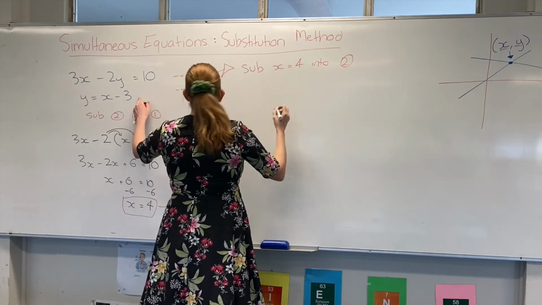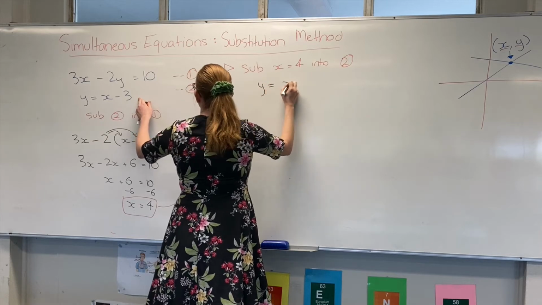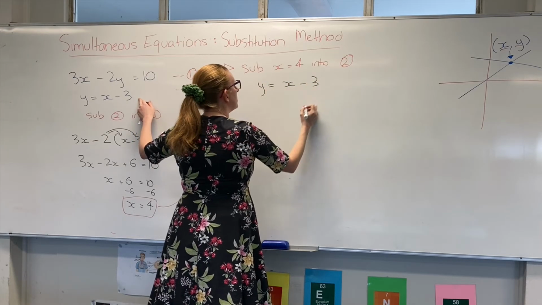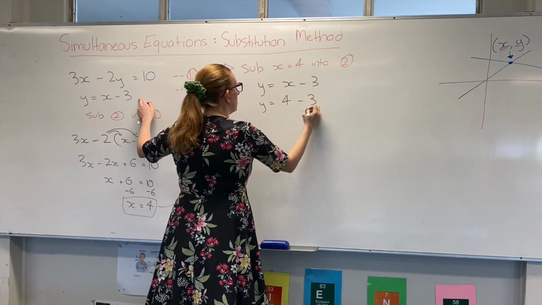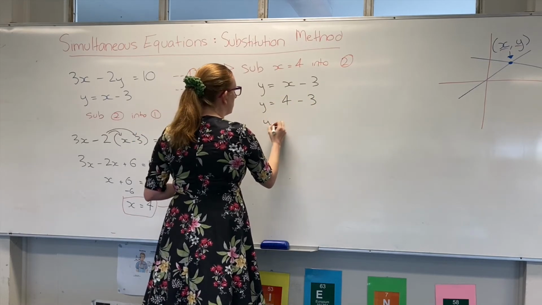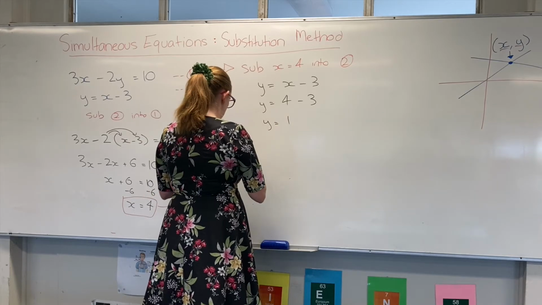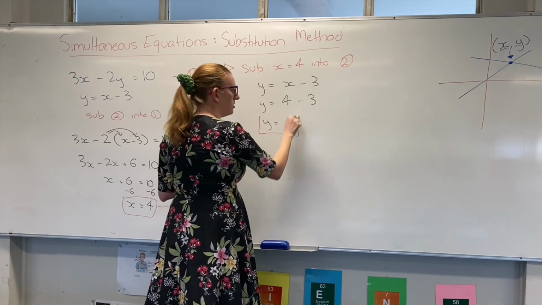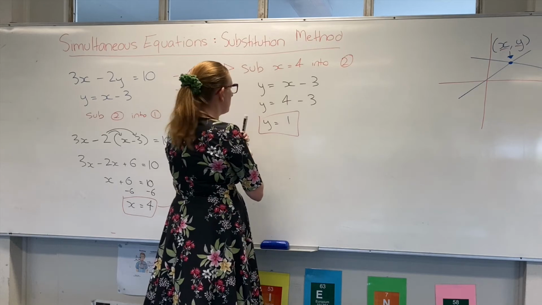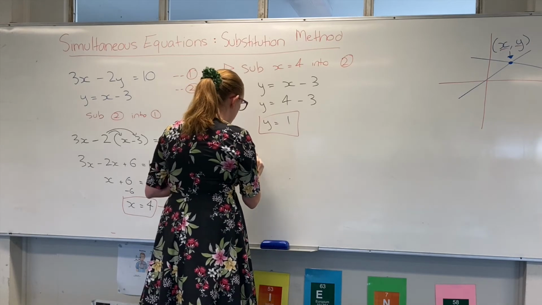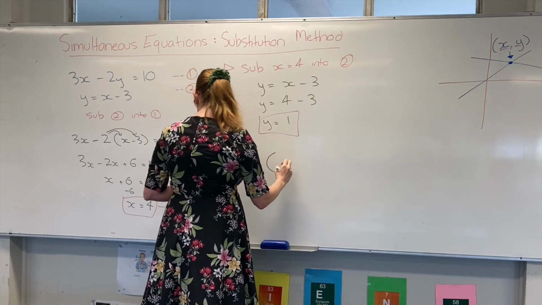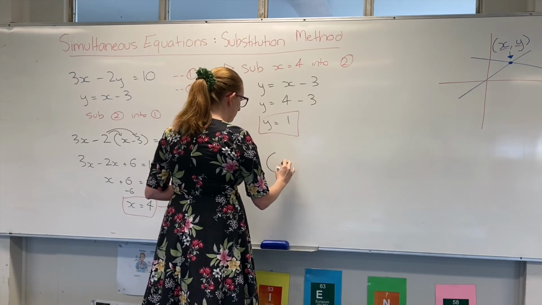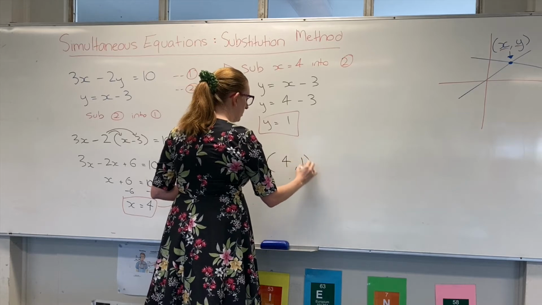Okay, so equation number 2 was y equals x minus 3. Instead of x, I'm going to be putting 4. So 4 minus 3, ooh, y is equal to 1. That was super easy. So I've got my x and my y values now. Have to write a concluding statement. So x comes before y, so it's 4, 1.